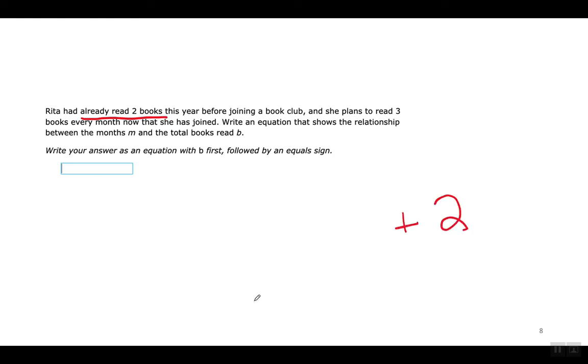So, before joining a book club, she plans to read 3 books every month now.